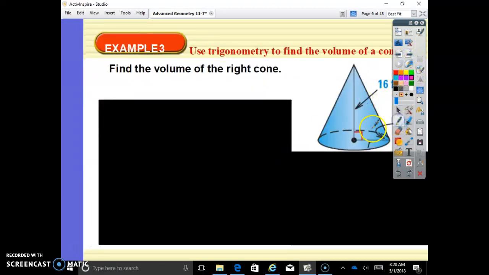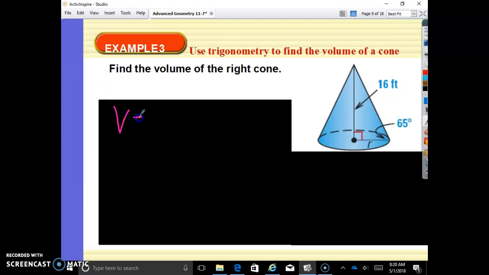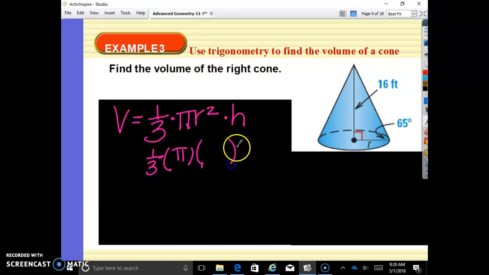Find the volume of the right cone. All right, well, the volume equals 1/3 area of the base pi r squared times the height. 1/3 pi radius squared times the height of 16. All right, so what is our radius? Well, we have the 65 degrees. We have opposite. We need adjacent. Opposite and adjacent go with who, guys?